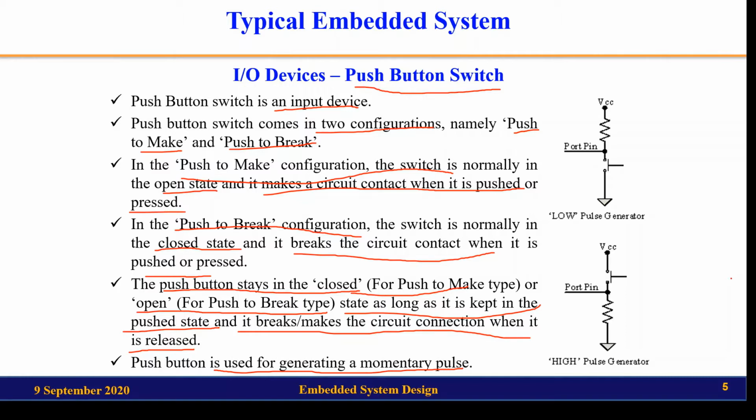So these two buttons are nothing but the push to make buttons itself. Whenever we push it, it forms a contact to the ground, so it is called a low pulse generator. And when we press here, it forms a contact to the VCC, which is nothing but a high pulse generator.